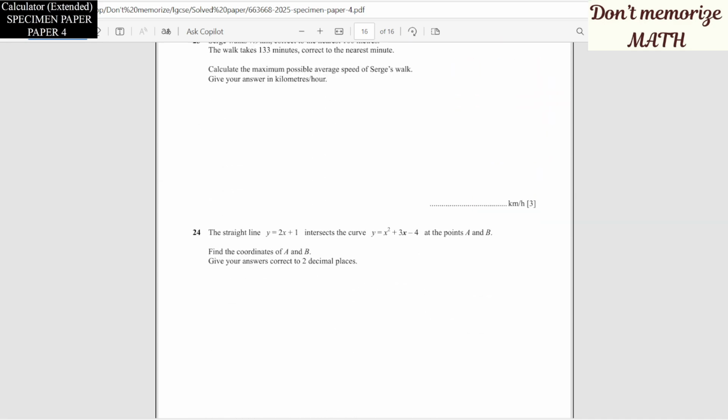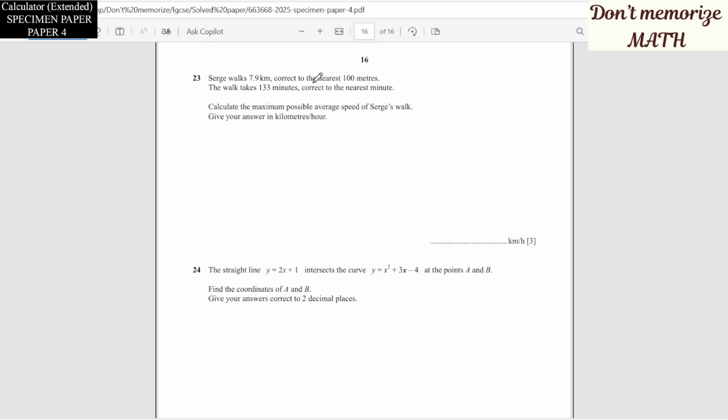Question number 23. Sergey walks 7.9 kilometers correct to the nearest 100 meters. Like what we did for the previous question, whatever is the given data, split it. Whatever you can find by using the given data, write that first. It will help you solve the questions very easily. When you see nearest or correct to like this, it leads to upper and lower bound.